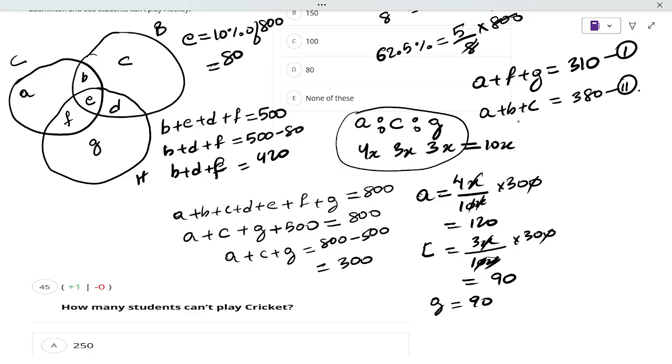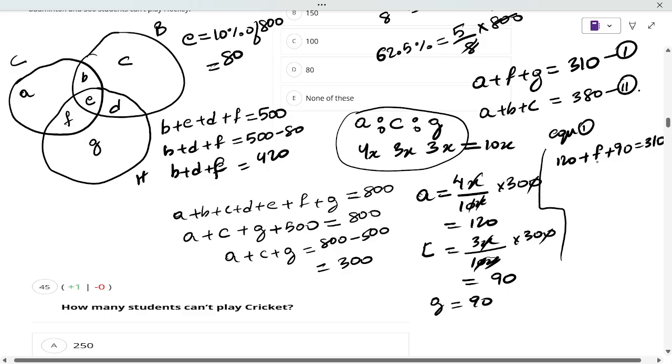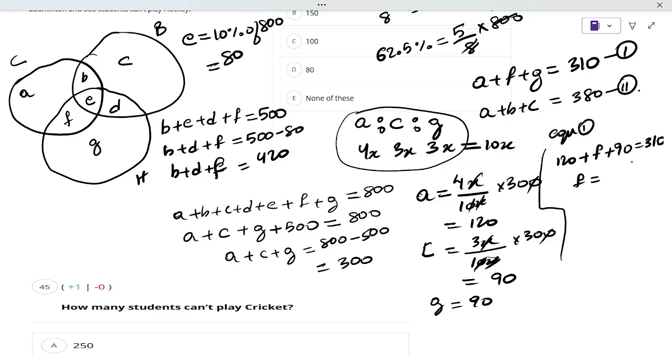Now we need to find the remaining alphabets, right? So A, F and G is equal to 310. So here, equation 1. Alright, let me write on the side. Equation 1: A we got 120, F we're yet to find, G is 90, is equal to 310. So here 120 plus 90 will give us 210. So F will be 310 minus 210, which gives us 100.